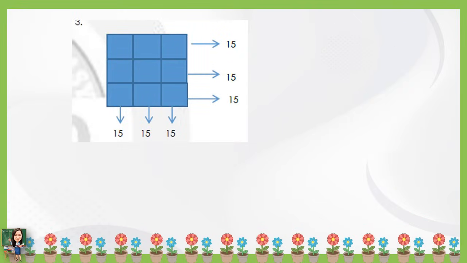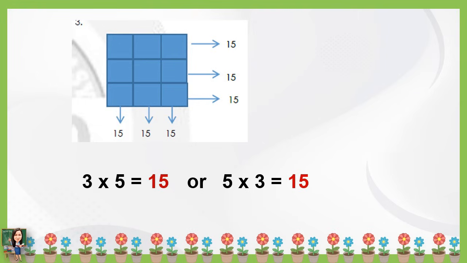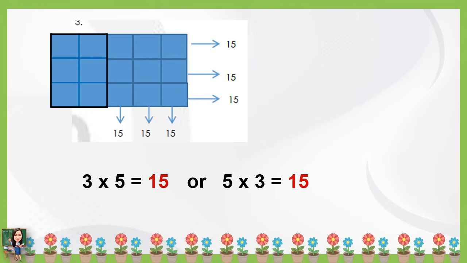Number 3. For me, the rule for this is 3 times 5 equals 15, or 5 times 3 equals 15. Let's draw another 6 squares or cubes. So that is 3 by 5 or 5 by 3, or 3 times 5 equals 15, or 5 times 3 equals 15.